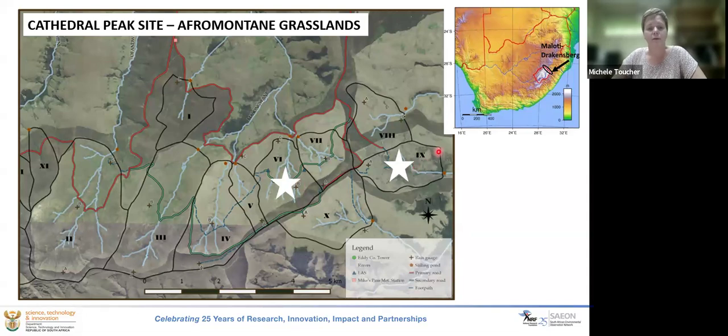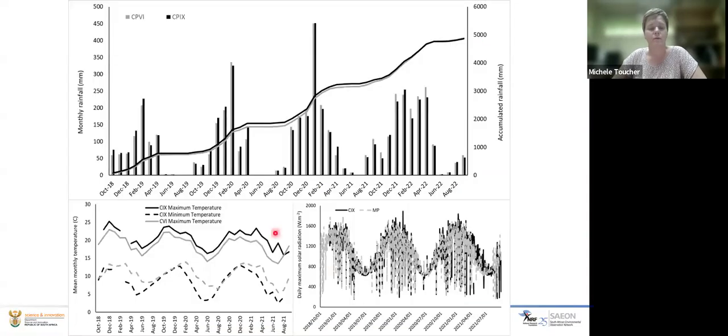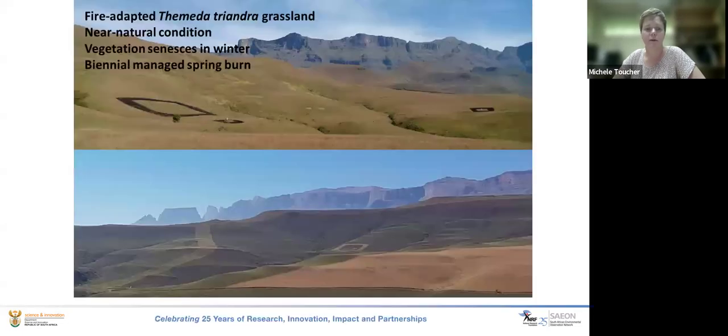In terms of climate, this is just a record from both catchments. Catchment 9 is slightly warmer in terms of the maximum temperature, and then a little bit cooler on the minimums. At times the solar radiation is very similar, and so is the rainfall. So climatically, there were no significant differences between these two catchments. What is quite different is the land use that is there.